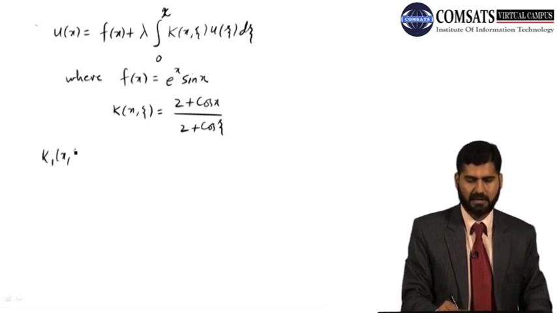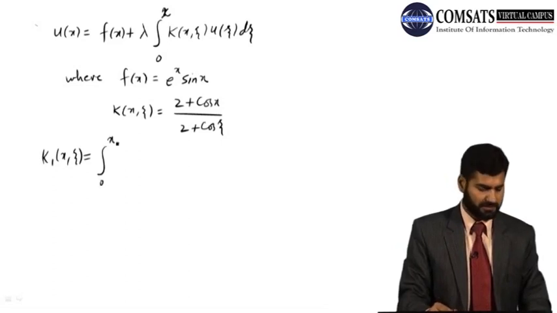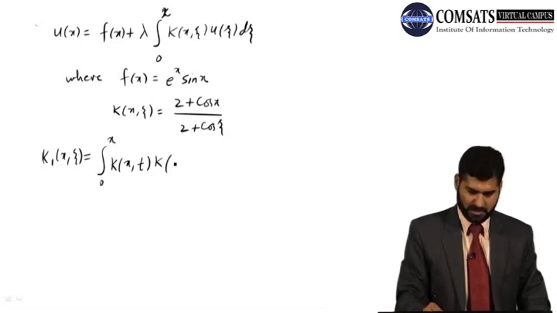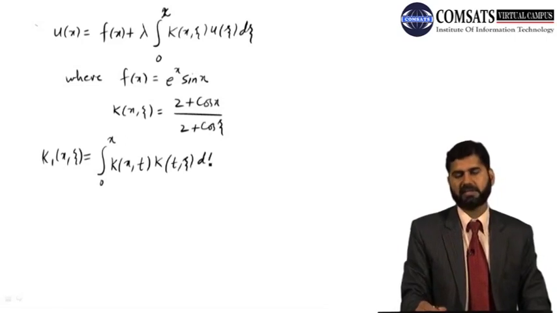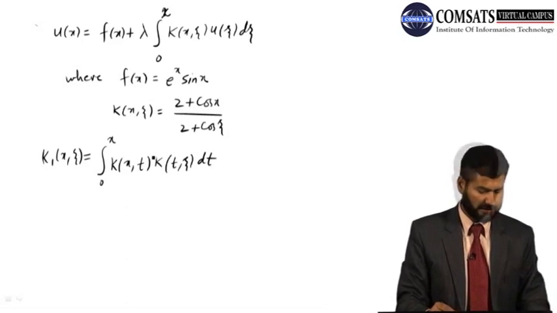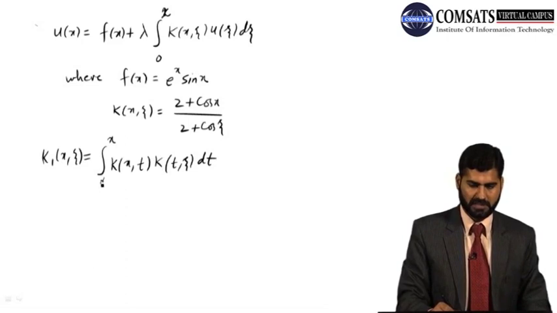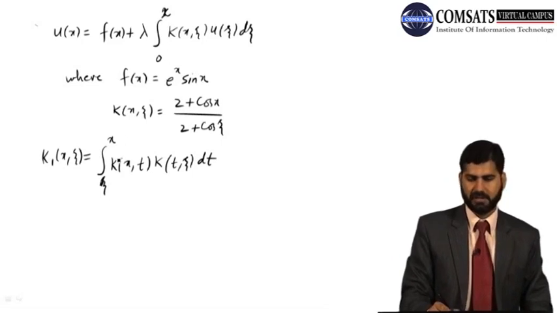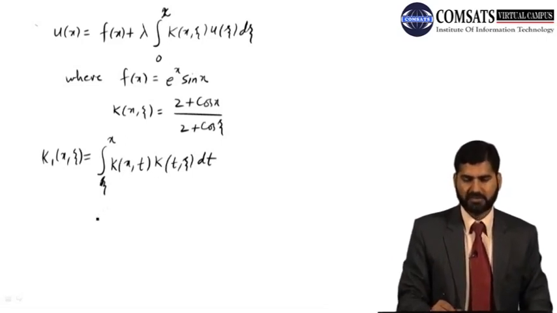K1(x, xi) is equal to the integral from 0 to x of k(x, t) k(t, xi) dt, right? This was your formula for the first approximation of the kernel. All right. And this is from t to x, not xi to x. T goes from xi to x. All right. So this is your formula.